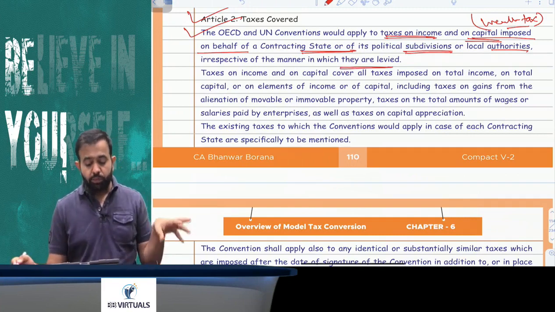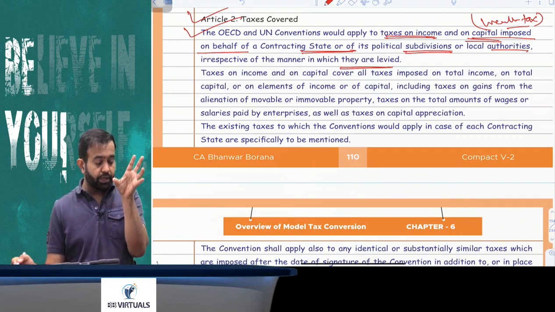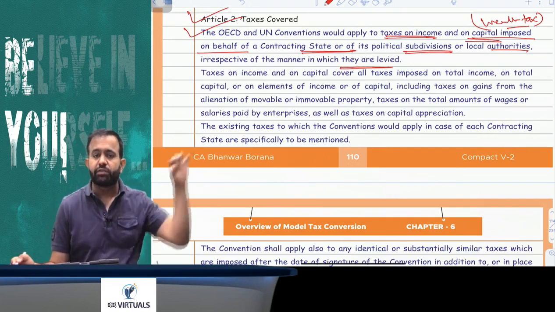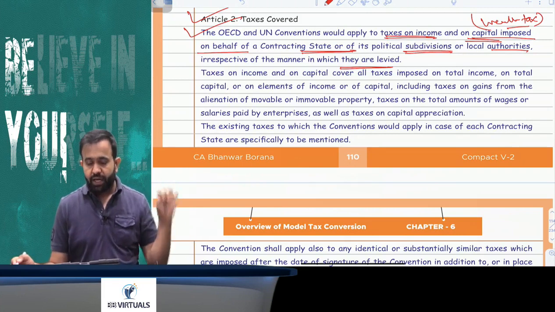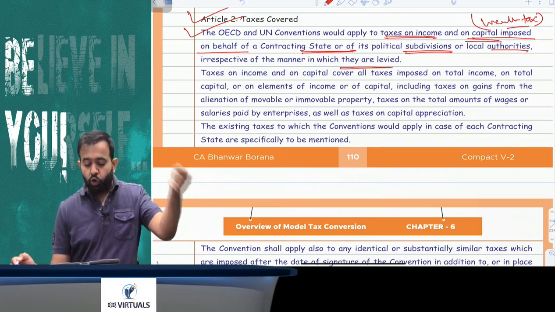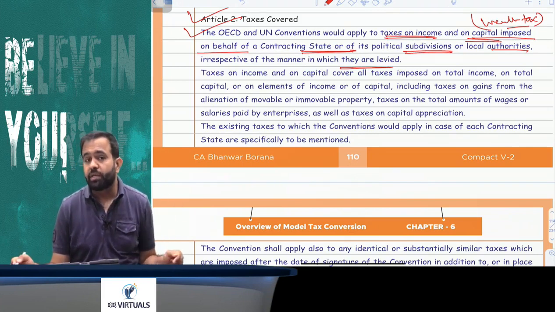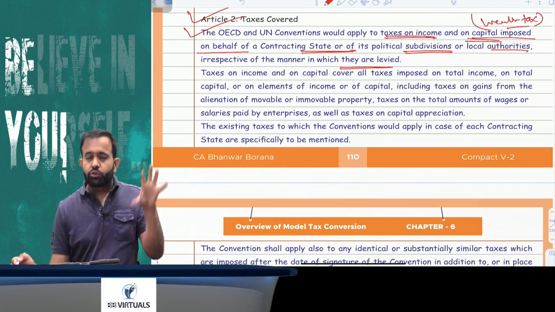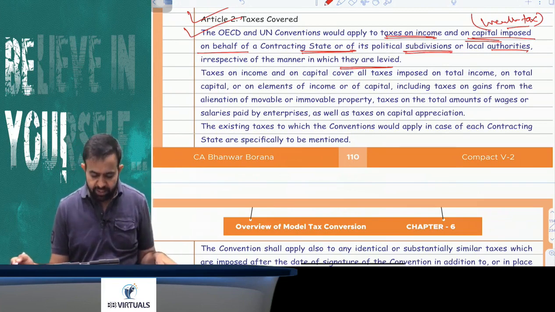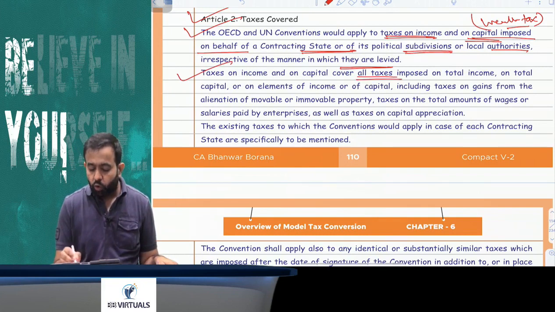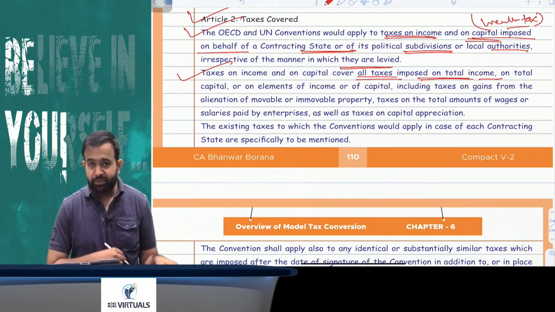So guys, normally in both models they mention that you should write the taxes which are covered here. Either they are taxes collected by that contracting state, that government, or a subdivision or local authority. Subdivision means any state. Suppose any state is also taking some tax, that is also mentioned in that agreement.